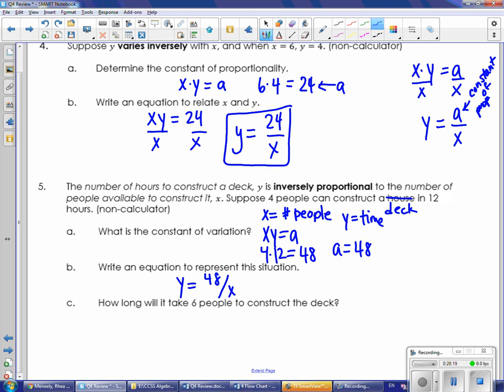So now, if I have 6 people available to construct the deck, I can estimate how long it's going to take. It shouldn't take quite as long because I have more people doing it. So if I plug my x equals 6 into this equation, I find that y is equal to 48 over 6, and 6 goes into 48 8 times. So if I add 2 more people to help me build this deck, it's going to take me 4 fewer hours to do it. And that's assuming, obviously, that they work at the same rate as everybody else. But I think when you look at inverse variation in context, it makes a little bit more sense than it does when you're just looking at the naked numbers.